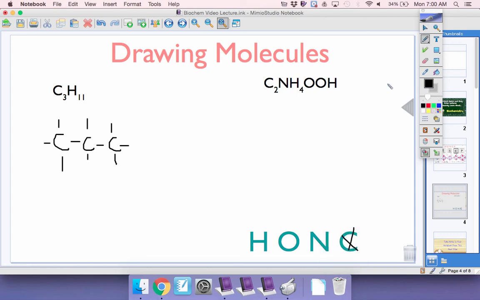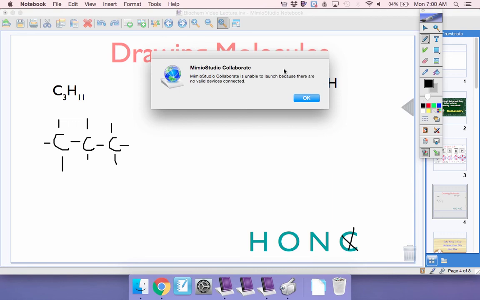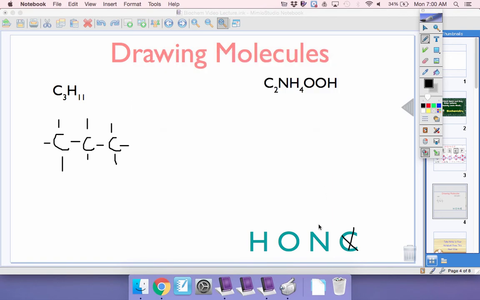I move on to my nitrogen. This molecule has no nitrogens, so I don't need to do it. And so I can cross off my nitrogens. Okay, so we don't need any nitrogens. Also doesn't have any oxygens. And here we have 11 hydrogens. So I'm going to start making hydrogens here. Okay, that's 1 hydrogen.